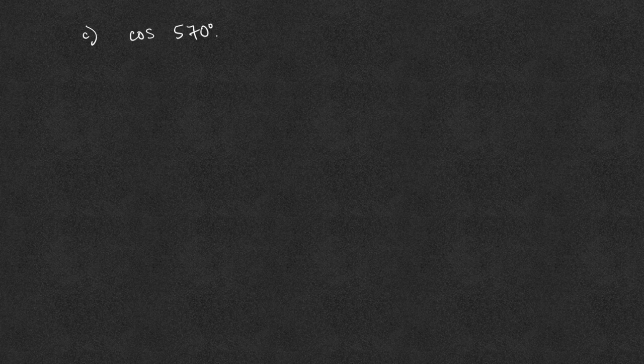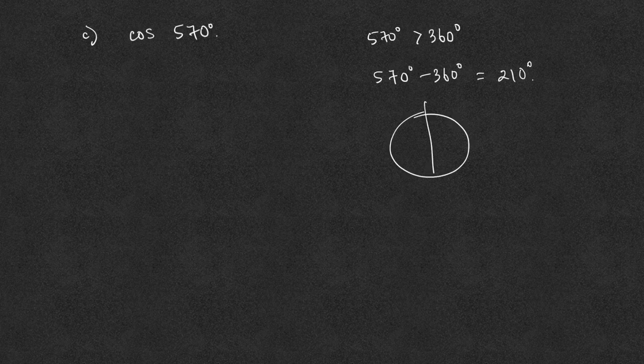For cosine of 570 degrees, 570 degrees is more than 360 degrees. So we would subtract 360 degrees from 570 degrees to get 210 degrees. We know that this is an angle in the third quadrant because this is 180 degrees and this is 270 degrees.